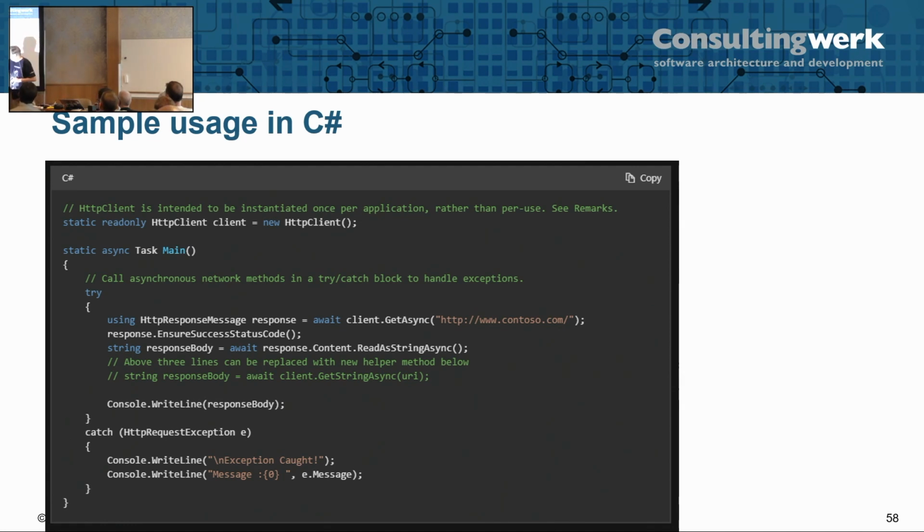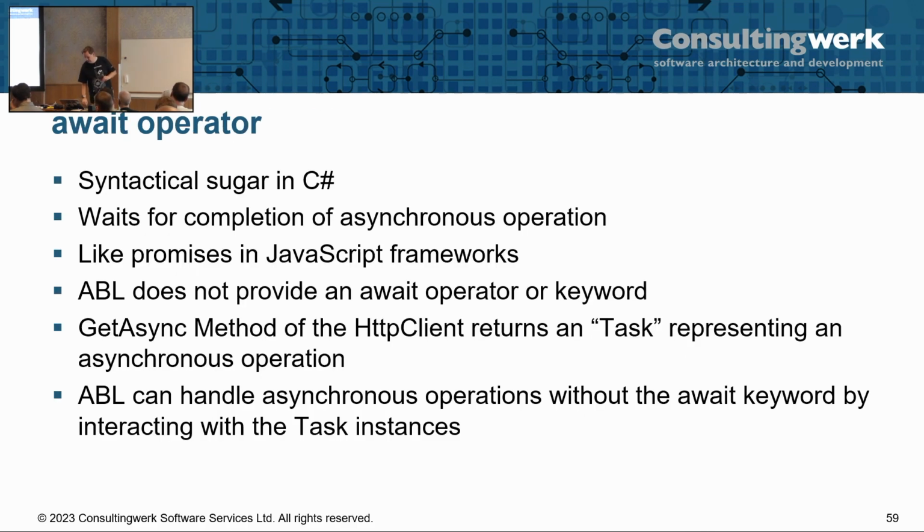In .NET, you would just use the await keyword that says run this and wait for completion. It's like a wait-for in ABL. And then you process the result. And while you're waiting for that, the runtime could be doing something different in parallel. It's syntactical sugar, and the AVM, or the .NET runtime, waits for the completion of the asynchronous operation then. Similar concept like promises or such in web frameworks.